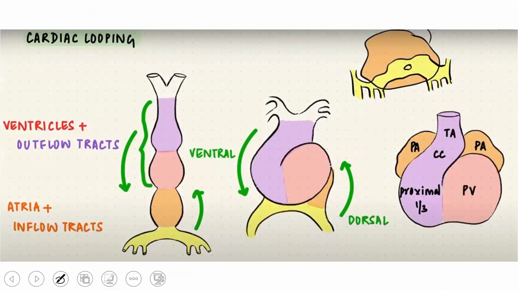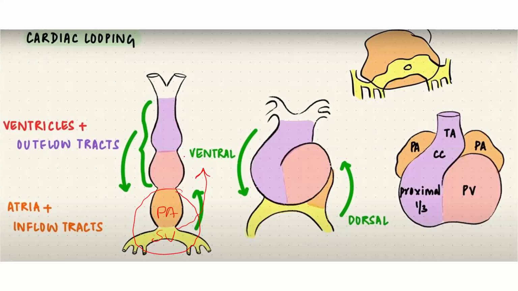What you need to remember is that the venous end, the sinus venosus and the primitive atrium, moves upwards, cranially and posterior. So it moves upwards and posterior, whereas the arterial end, that is the outflow tracts, the bulbous cordis, and the primitive ventricle, move downwards and anterior.